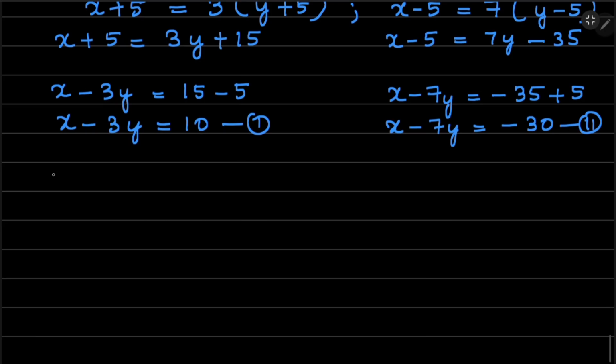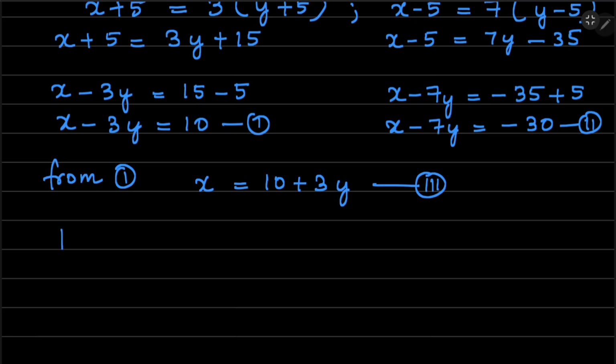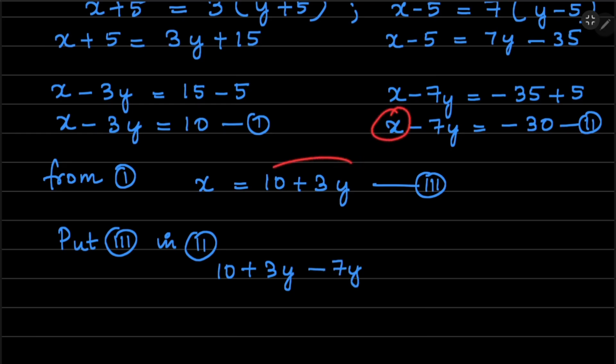Okay. So from equation 1, I can write x as nothing but 10 plus 3y. Okay, so let this be equation 3 because you are using the substitution method. You can put 3 in equation 2. So what do you get? In place of x, I'm going to write 10 plus 3y minus 7y equal to minus 30. So just solve it.